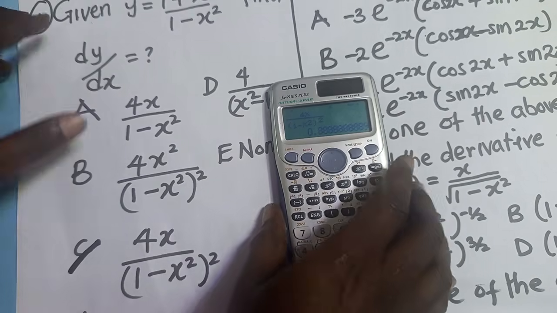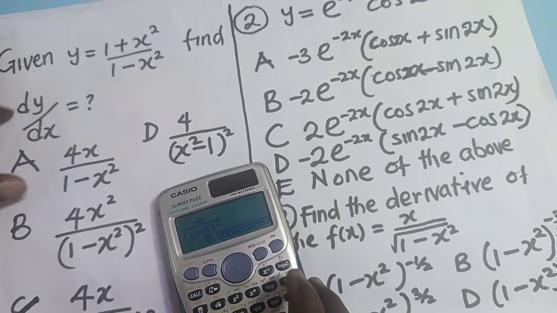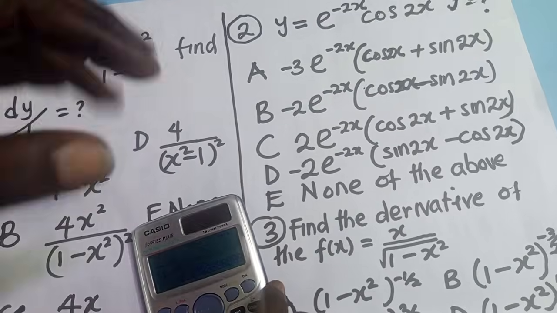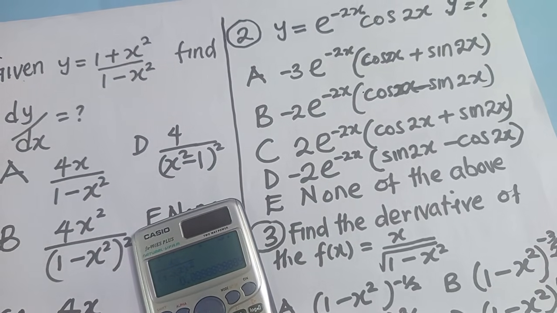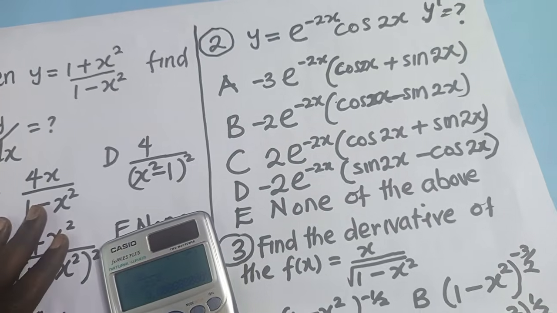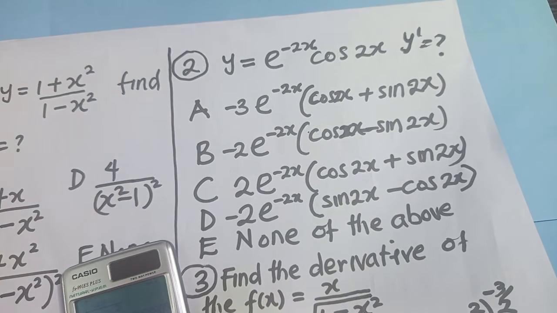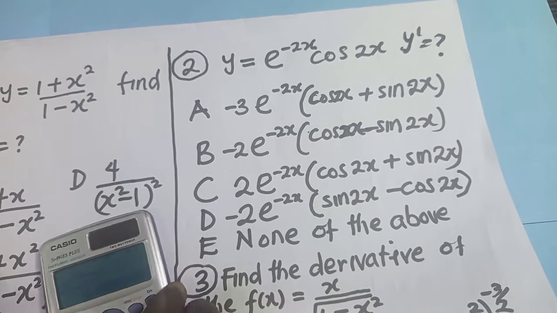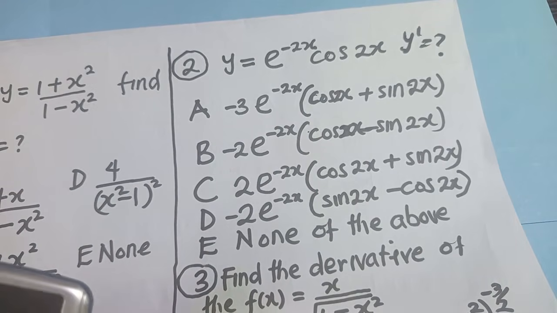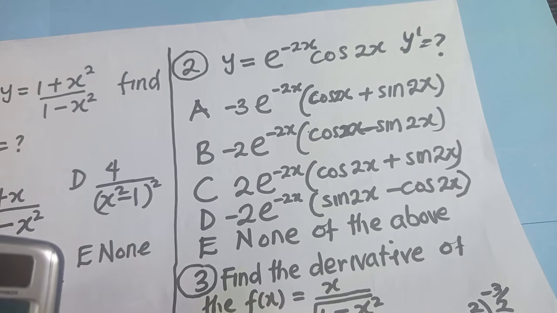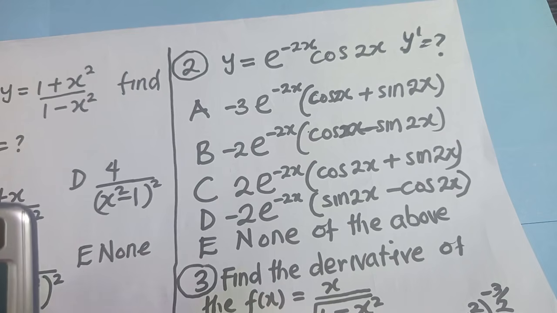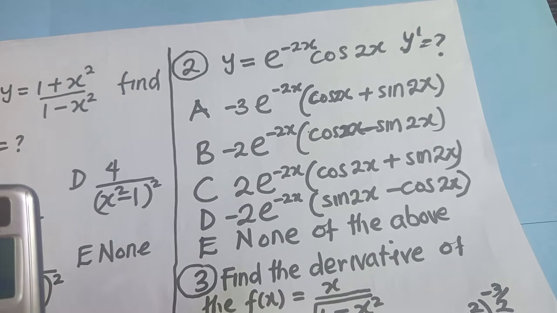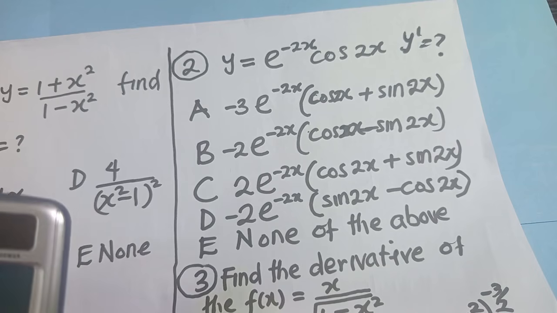Now, since option C is the answer to number 1, let's move quickly to number 2. Number 2 now says what? y equal to exponential raised to power minus 2x, cos 2x. y prime is equal to what? The derivative of y.